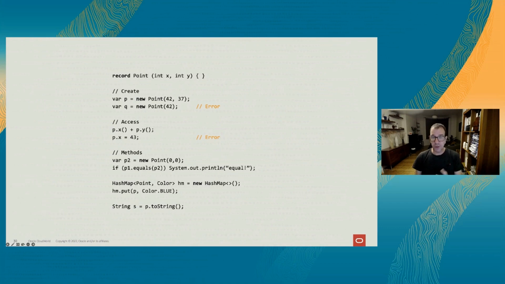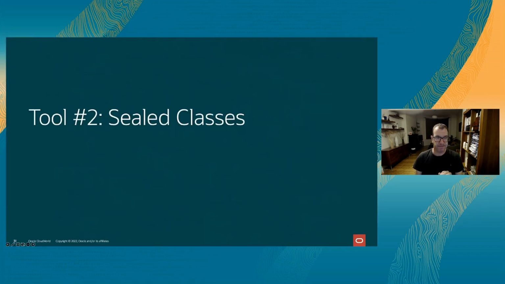Now, there's a lot more. Record classes are special sorts of classes, so you can define methods as you would expect. You can define your own versions of those three methods. You can even write your own constructors. We give you a special compact syntax to write the canonical constructor and so on. But for the purposes of this talk, this is all you need.